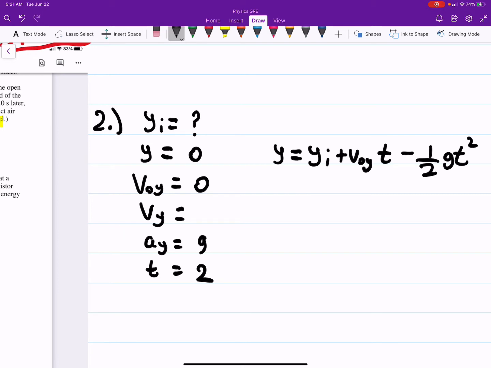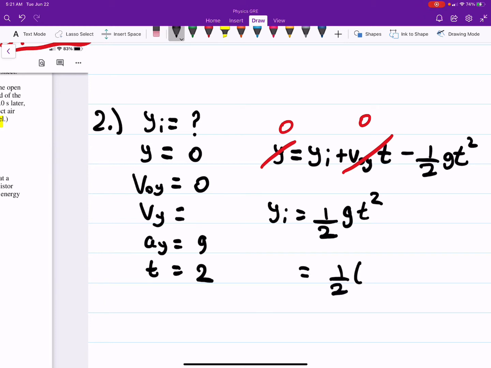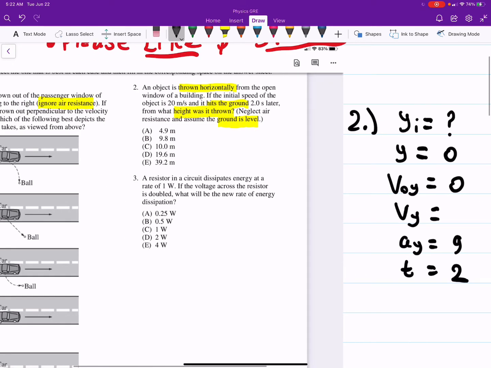I'm actually making a LaTeX doc with all the equations that I need to remember, so maybe that's something I can share. Okay, so we know this would be 0. We know this would be 0. So then y initial, the height of the building, is 1/2 g t squared. 1/2 times 9.81 times 2 squared, which is 4. So 2 times 9.81, I don't have a calculator with me, but that's going to be about 19.6. So a little kinematic equation there. You're going to want to remember that equation, but that's all there is to this.